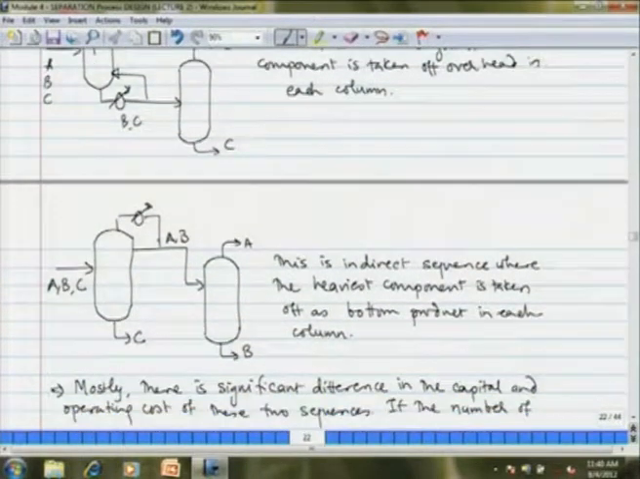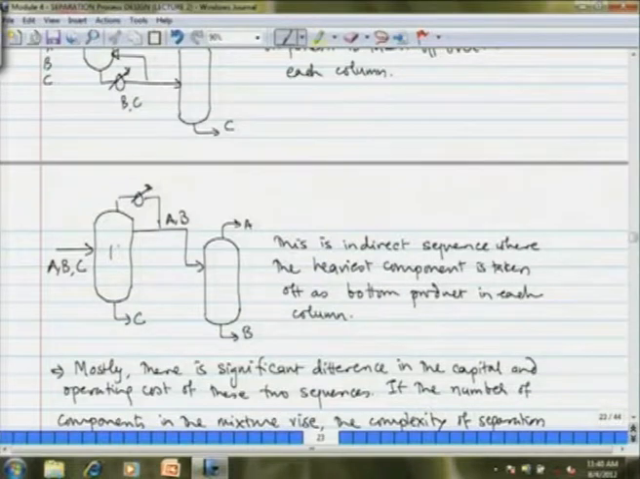Another option is that in the first column the mixture A, B, C will flow, but C will be taken off as the bottom product, and then A and B together are taken off as the top product, which move to the second column, and then they are split individually. So, this is not in the direct sequence, not in order of relative volatility. A and B are taken off together. The heaviest component is removed in the first place. So, this sequence is known as the indirect sequence, where the heaviest component is taken off as the bottom product in each column. This is another option that we have.